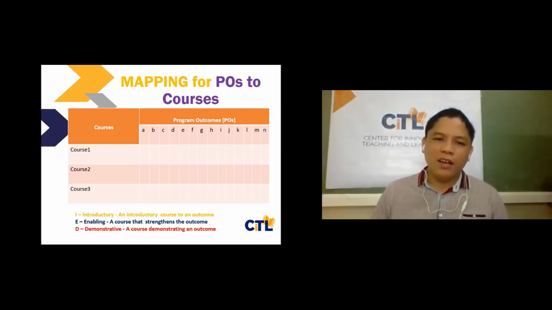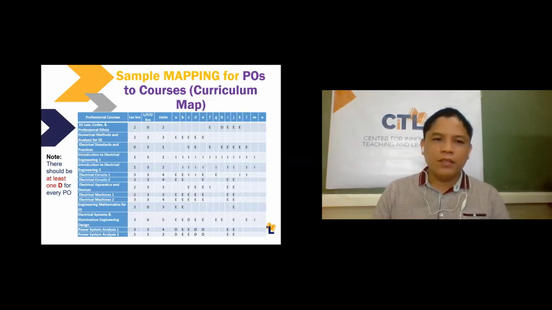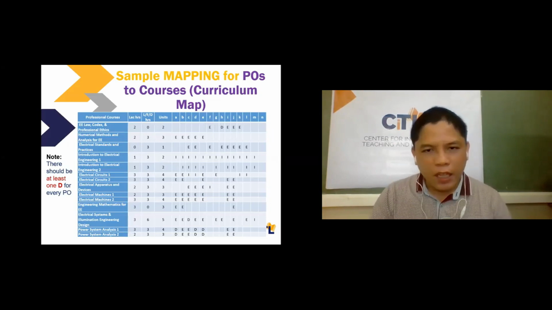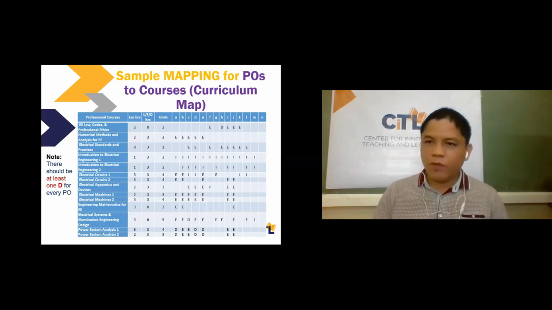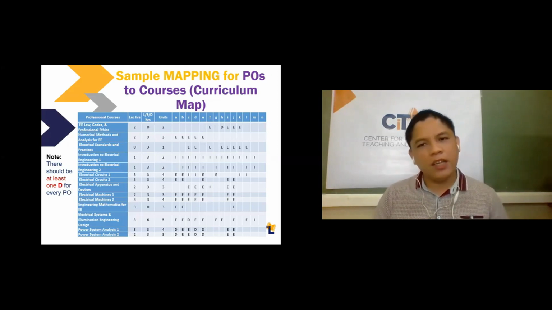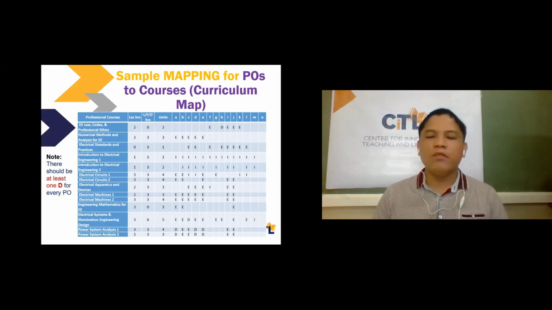So especially for D, if your course is D, that's the time that the student is really demonstrating that particular outcome in your class. Just like electrical engineering, we have this mapping. Each program offered in the university has this mapping. We have mapping for professional courses. As you can see, there are I's, there are E's, and there are D's for that particular program outcome. And it should be noted that for a particular program outcome, there should always be at least one D. So in every program outcome, there is one D.